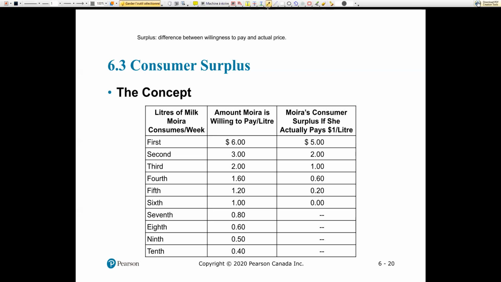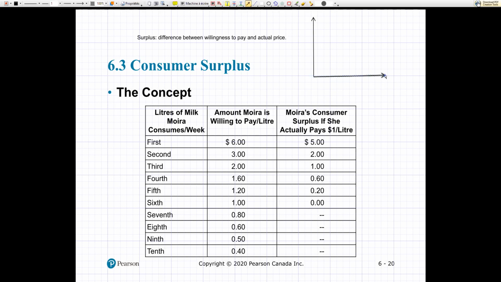And they don't show you a graph, but I'm just going to show a graph quickly. So here's actually usually what we show.